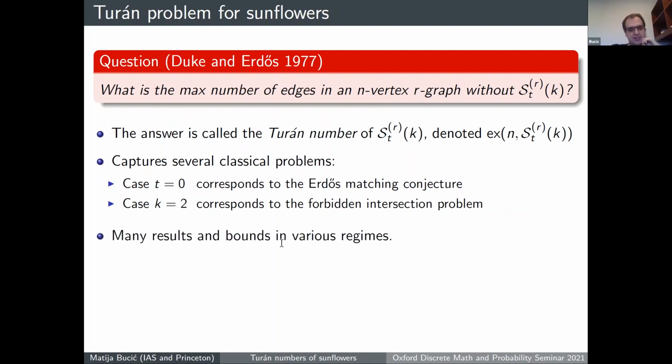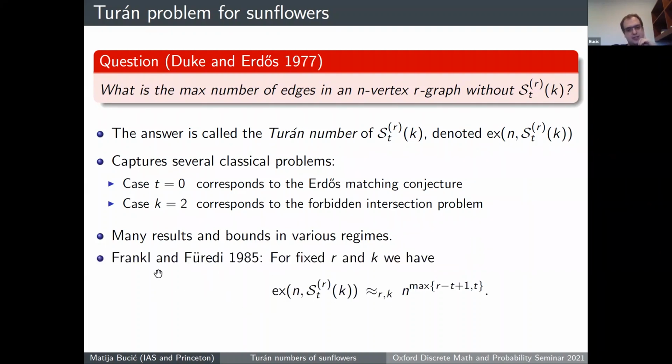So there are some very interesting special cases, and people looked at various regimes of this problem, and there are various results. But today I would like to talk about this problem in full generality, in some sense. In this direction, there is a nice result of Frankl and Füredi from 1995, which determines, if we fix the uniformity and the size of the sunflower, this Turán number up to constant factors.